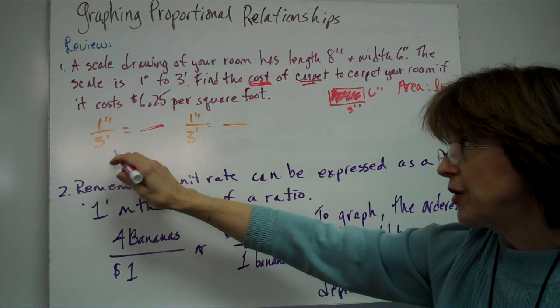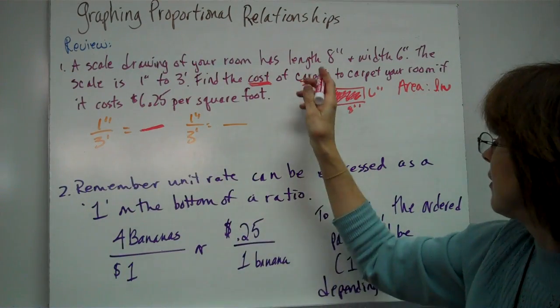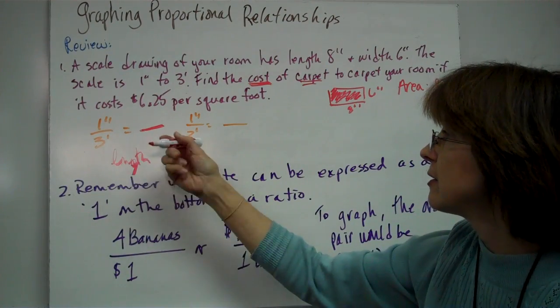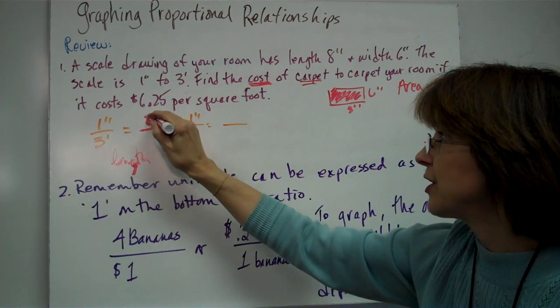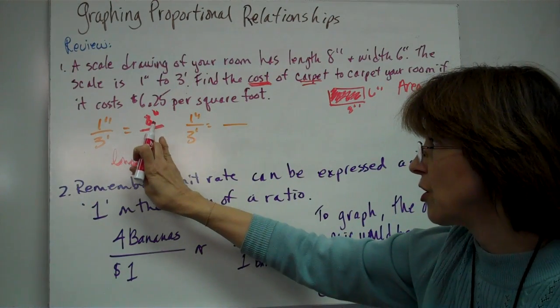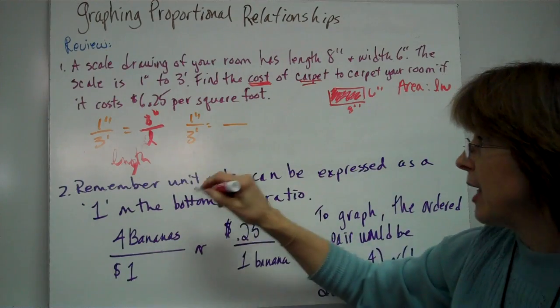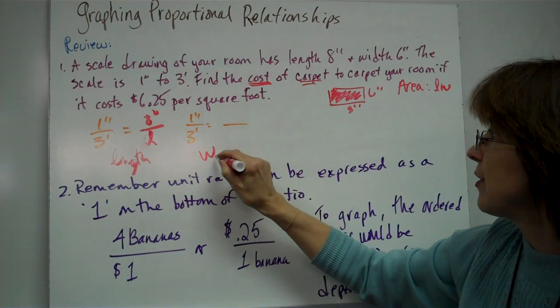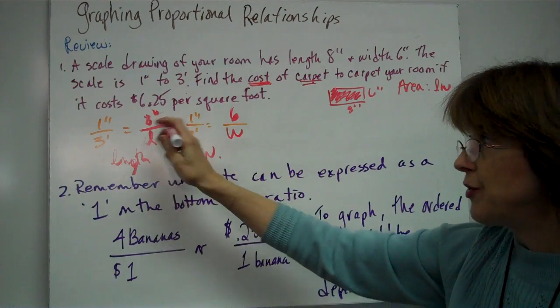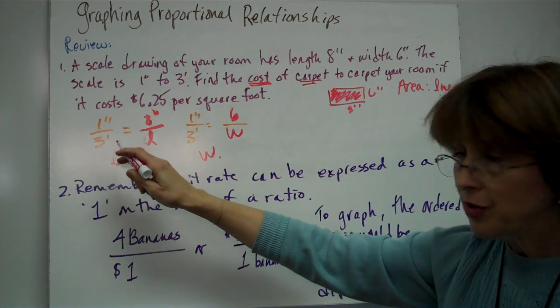Well, if it's 1 inch to 3 feet, then to find, say, the length, call that the length, then you put the 8 inches on top to match the 8, and you don't know what's on the bottom. Actually, we should just probably call that L. So make that L. And similarly, since 6 is the width, name that the width, we have 6 inches on top, and we'll call that W. Then we do the cross product. So if you do that very simply, you can do it in your head.